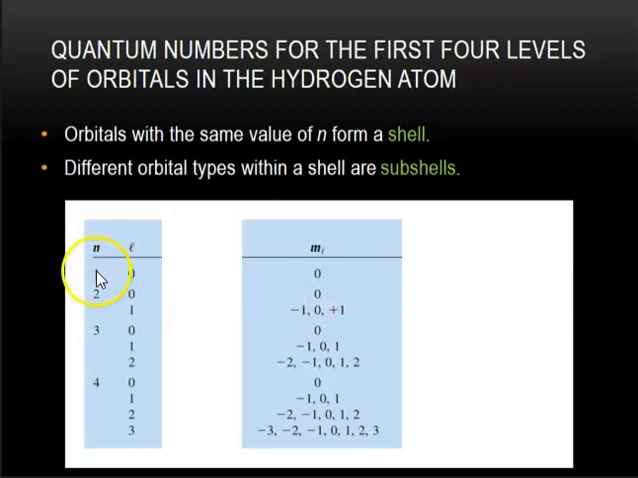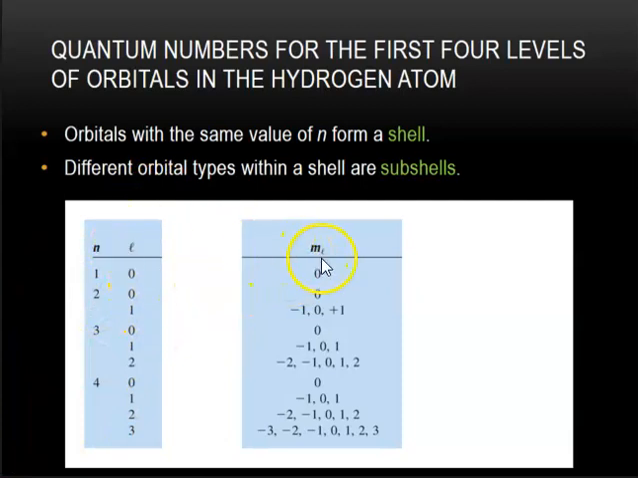So if n equals 1, L can be only 0. It always starts at 0 and goes to 1 less than n. So when n equals 1, L can only be 0. When n is 2, L can be 0 or 1. When n is 3, L could be 0, 1, or 2. When n equals 4, L is 0, 1, 2, 3, right? So that's an easy pattern. Hopefully you guys are catching on to that, and that's cool.